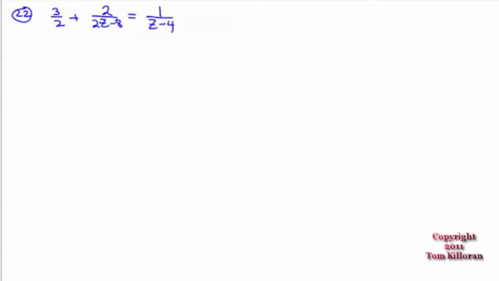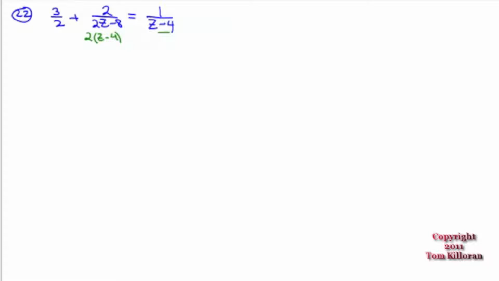Okay. So what should I do first? Factor out the 2z minus 8. What comes out? 2. The 2 left behind? z minus 4, which is nice because that's what this one is over here.